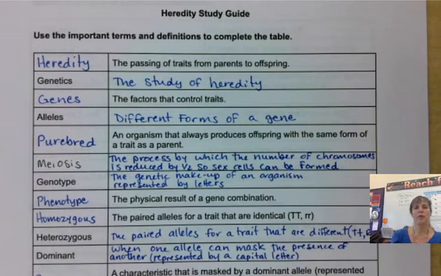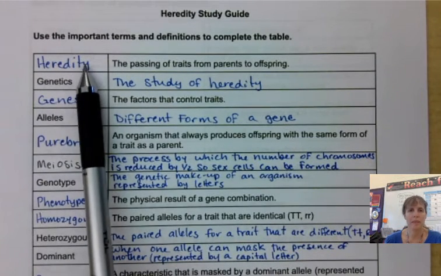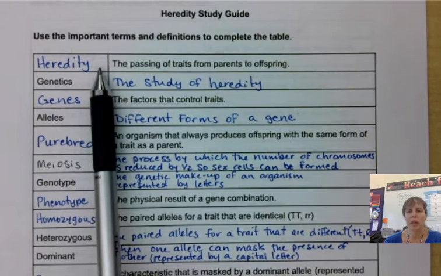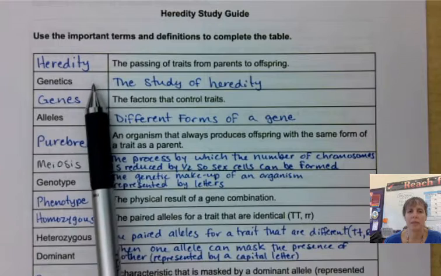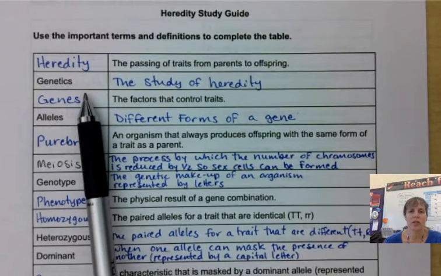So here we go, reviewing the Heredity Study Guide. Hopefully you were able to figure out how to fill everything in. We are going to start with the first one. Heredity is the passing of traits from parents to offspring. Genetics is the study of heredity. Genes are the factors that control traits.